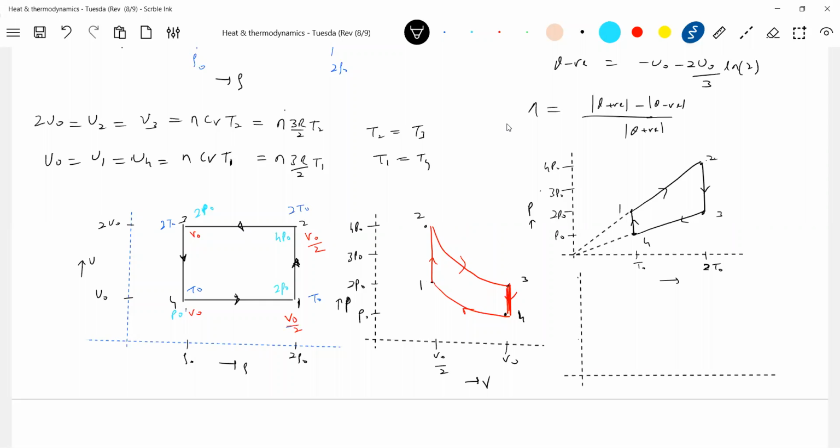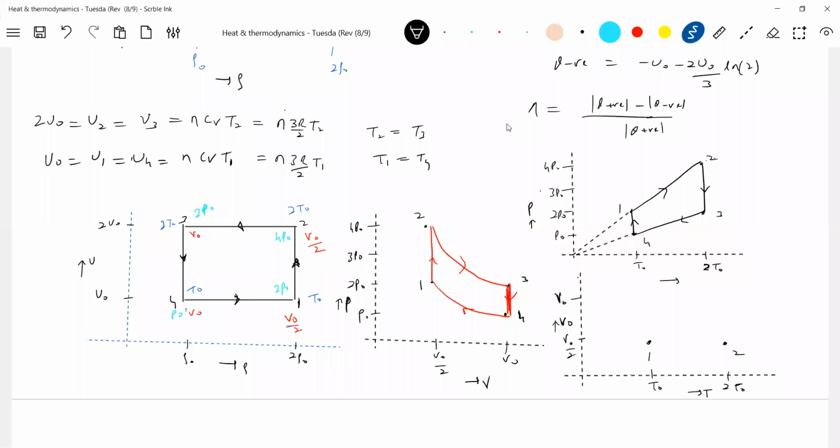Volumes are what we have: V naught by 2, V naught. Temperatures, what we have is T naught to 2 T naught. Okay, fine. Now, check it. Point 1 we locate: V naught by 2, T naught. Point 2: V naught by 2, 2 T naught. Okay, there's a point 1, there's a point 2.